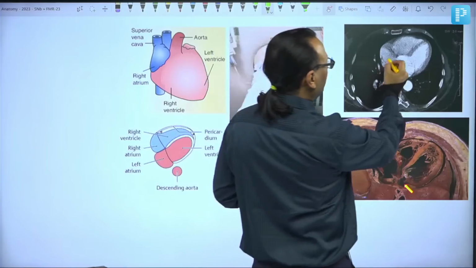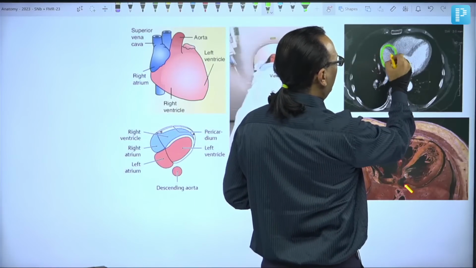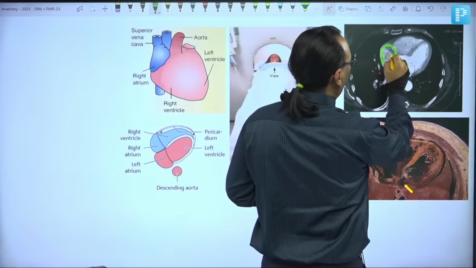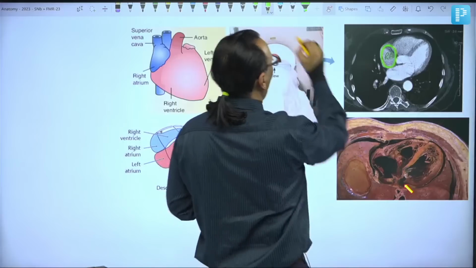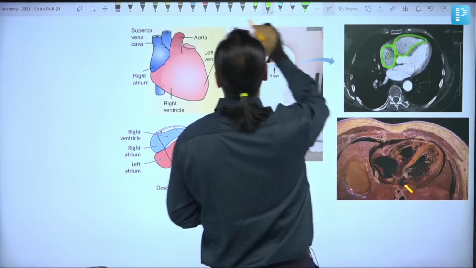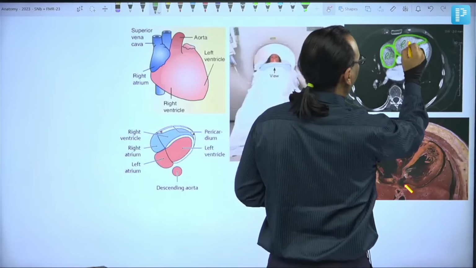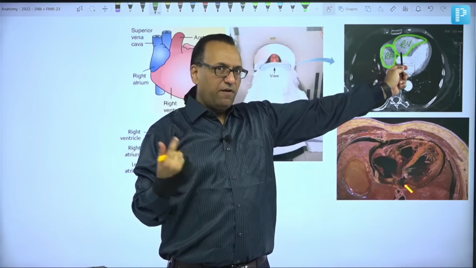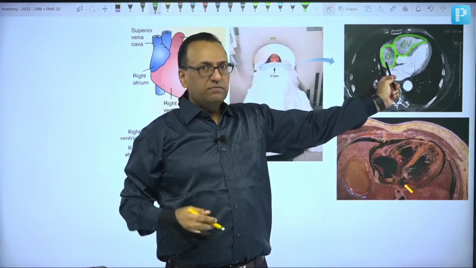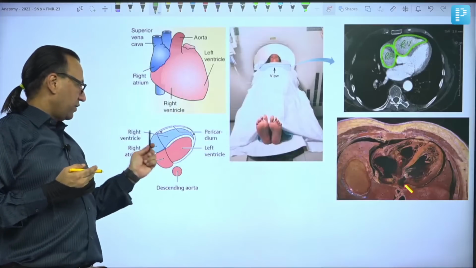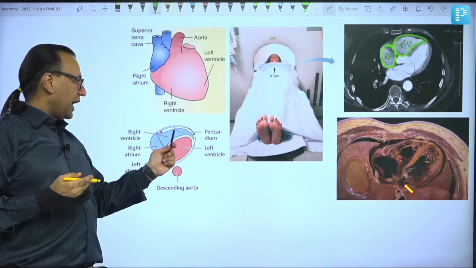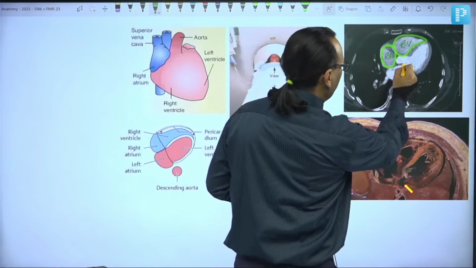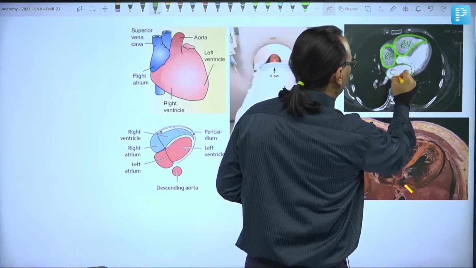As you will see, this is going to be the right atrium. Let us take a darker color, right atrium. And this is going to be the right ventricle. So that is the right ventricle. Related to the sternum and the ribs is the right ventricle, and this is the right atrium. Anterior chambers, as you can see, right atrium, right ventricle, and more posteriorly you have to show the left chamber. So this is the left atrium.